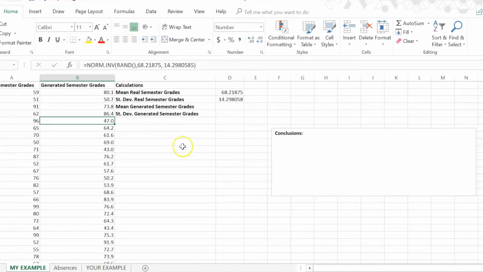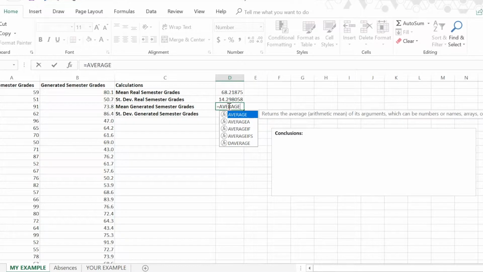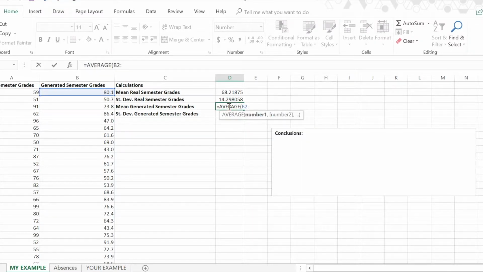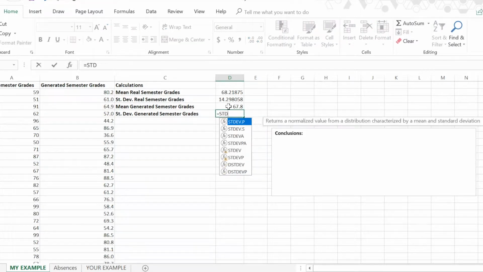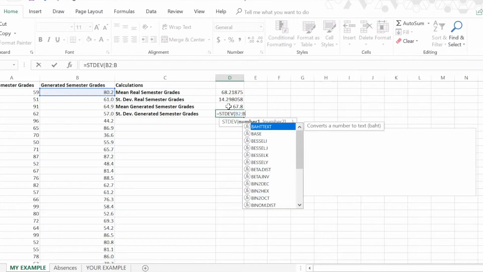All right, the next step here is we're going to go ahead and find out some data about our generated stuff. So under here, I'm going to again do the average. And this time, I'm looking in column B. So it's the same length, so B2 to B33. And then for standard deviation, same thing, B2 to B33.